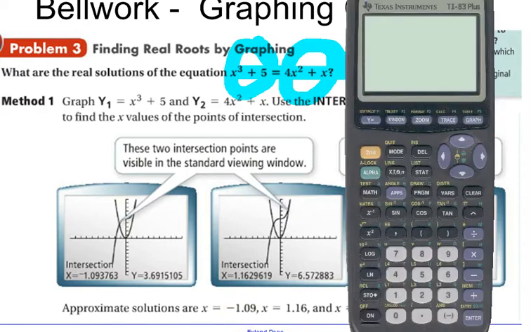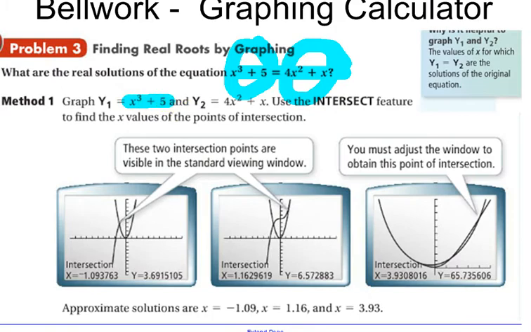So get your calculator, make sure your memory's cleared, and hit your y equals button right up here. Y equals. Now what we want to put into y1, if there's something typed there, you didn't clear your RAM. Make sure you cleared your RAM. Now for y1, we're going to type in the first equation, x cubed plus 5.